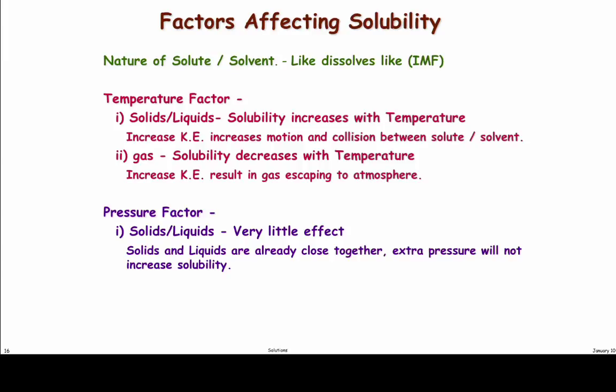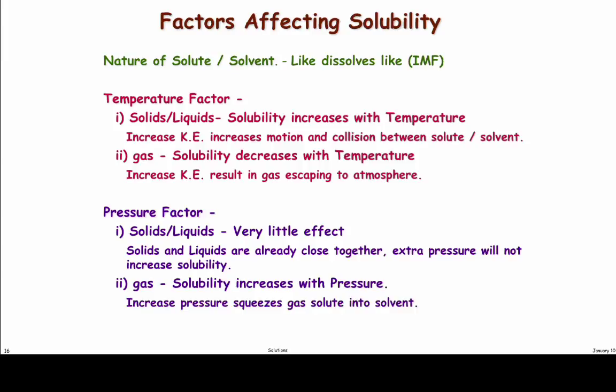close. On the other hand, when you have a gas solute and, say, a liquid solvent, when you increase the pressure, you squeeze the gas into the solvent and you increase the solubility.